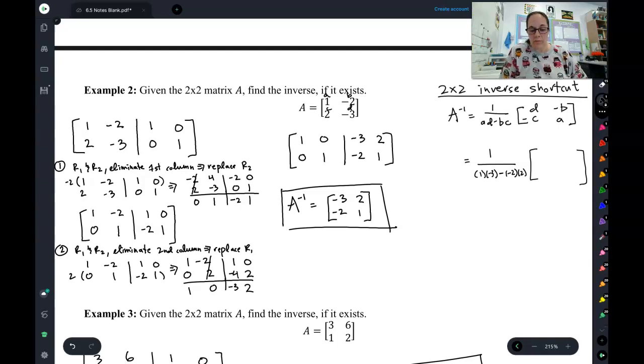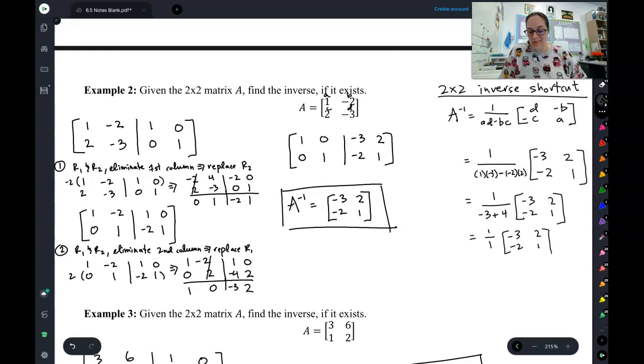A and D will flip places, so we take A and D and flip them places. B and C stay in the same place, but we make them negative. So I'm going to change the sign on this one to a +2, change the sign on that one to a -2. And let's start to simplify. So this is -3 plus 4. -3 plus 4 is 1.